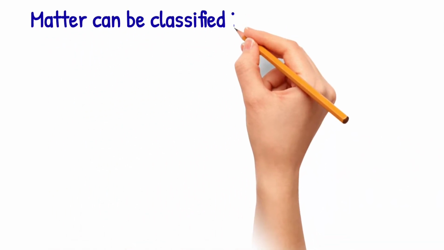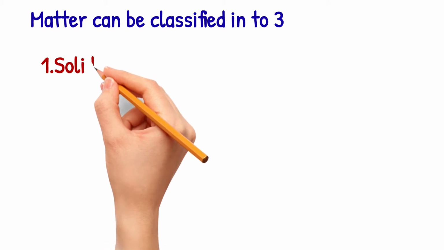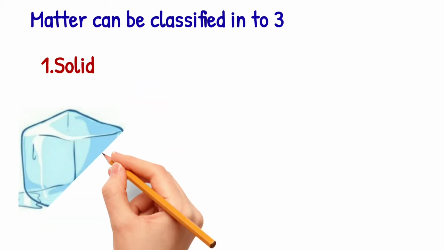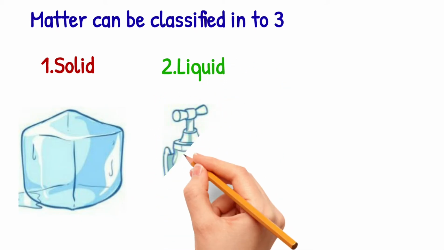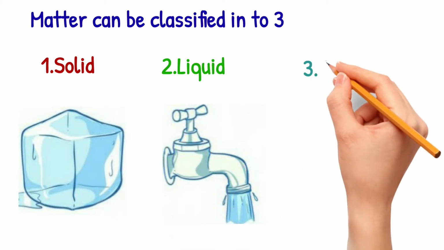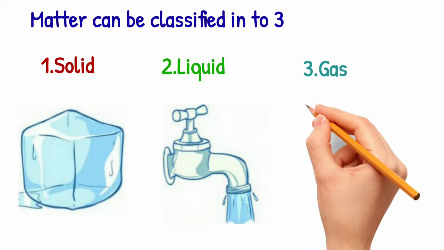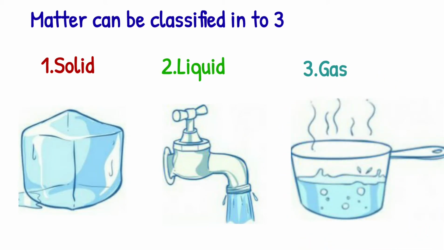So next we move on to the classification of matter. Matter can be classified into three, which is solid, for example ice, and liquid, for example water. The last is gas, for example oxygen or carbon dioxide.